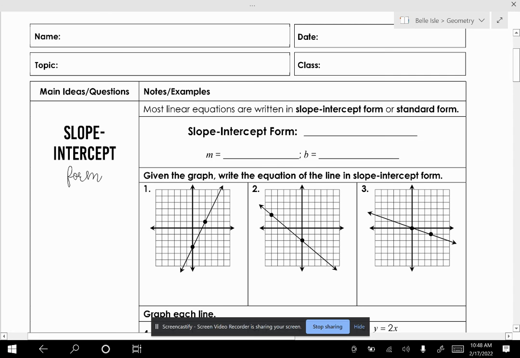Okay, so we are talking about slope-intercept form and standard slope form today. Okay, anybody remember what slope-intercept form is? Yep. Okay, y equals mx plus b.